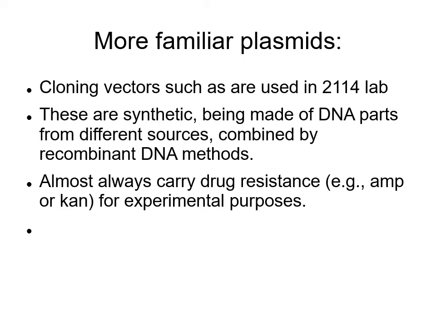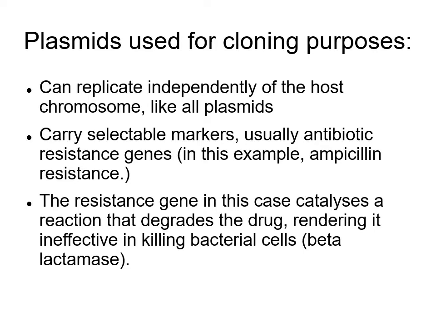So the familiar type of plasmids are cloning vectors, and we know that they carry drug resistance for experimental purposes, and that they can be made to be taken up by E. coli cells by treating the cells in such a way that they're chemically competent. Competent meaning are able to take up exogenous DNA. So for this purpose it's very important that they can replicate independently of the host chromosome, meaning that they do not have to recombine with the host chromosome in order to become residents of that particular cell.